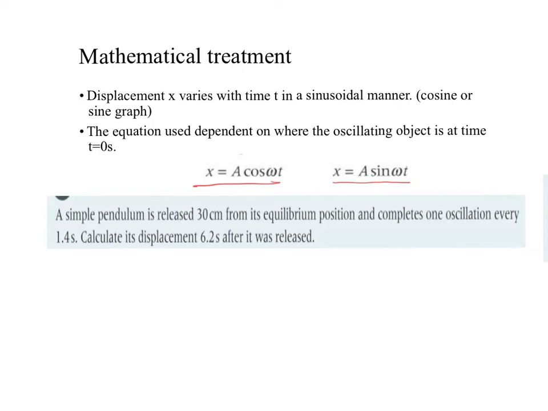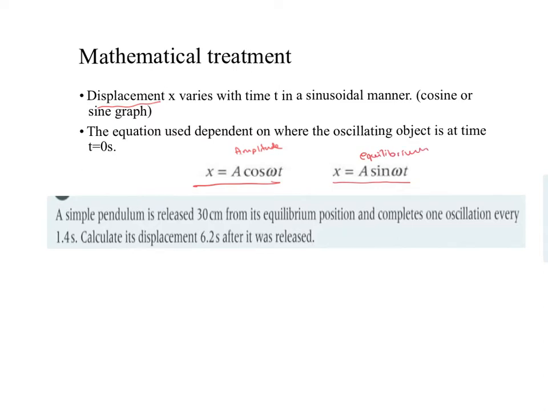This is how displacement varies with time. This is the equation that you should be using if you want to calculate the displacement at a specific time. And always remember that you can use one or the other depending on where the pendulum is at time 0. So if it's at the amplitude, you use this one. If it's at the equilibrium, you use this one.